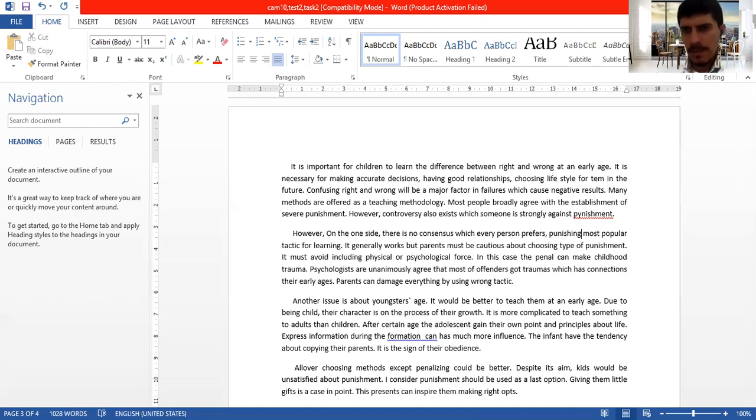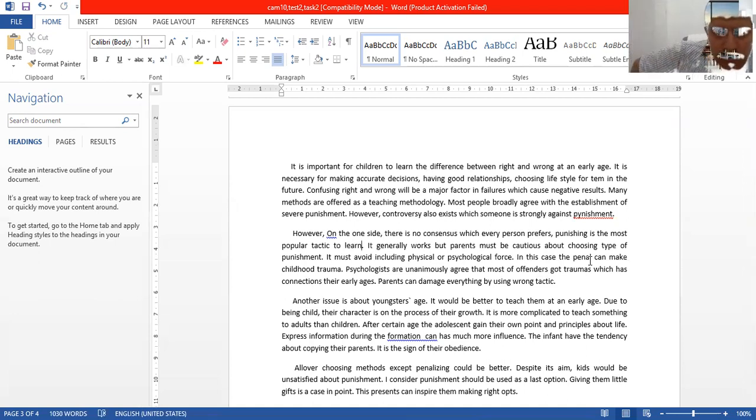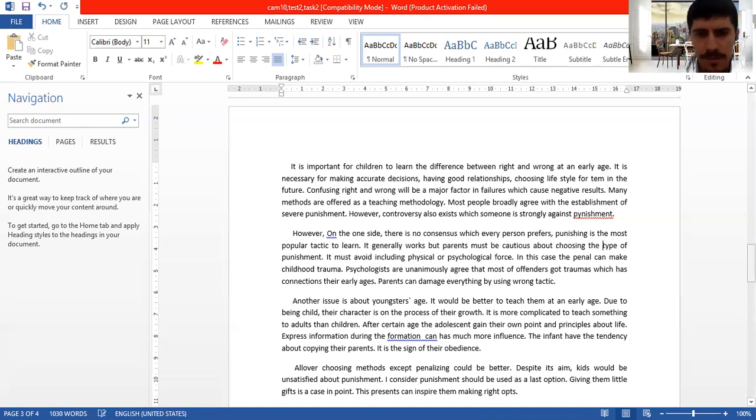Punishing is the most popular tactic for learning, or to learn. So it's the outline of the situation. Generally it works, but parents must be cautious about choosing the type of punishment, the right or proper type of punishment. It must avoid something including physical or psychological force.